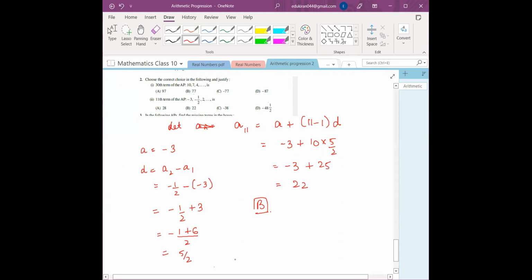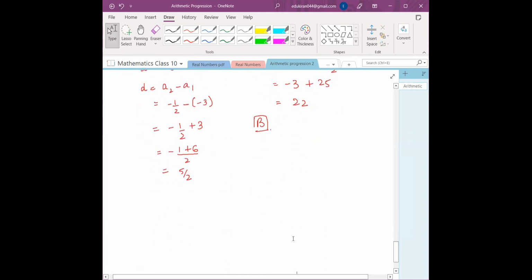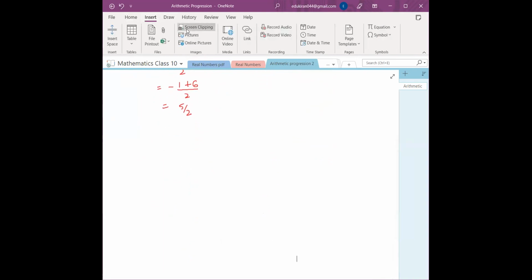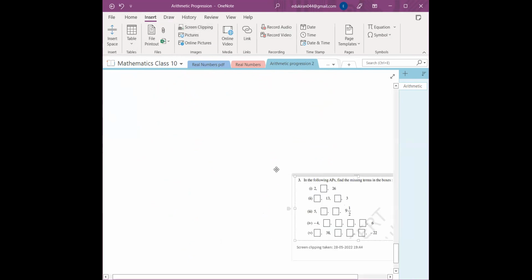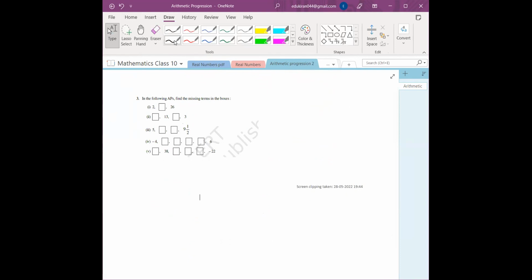See, starting questions are easier, very direct use of formula. Third one: in the following APs, find the missing terms in the boxes. Now it's already given that it is an AP. So when it is an AP, what can you conclude? Hamna, what can you conclude if it is an AP? Like what is an AP actually? Tell me.